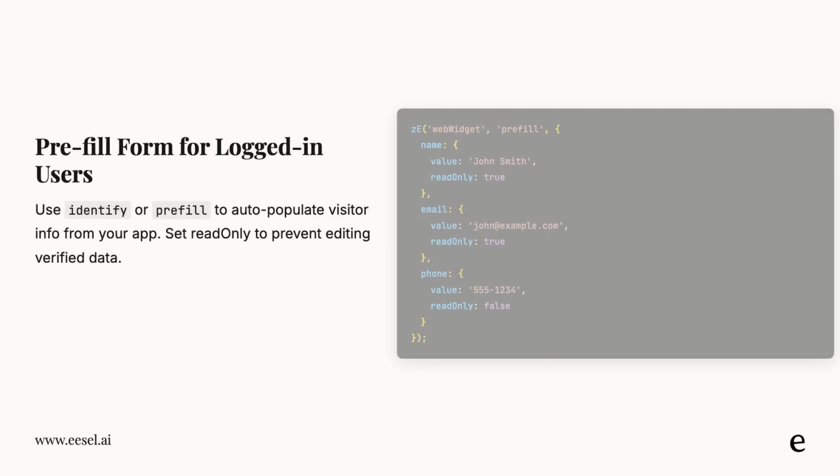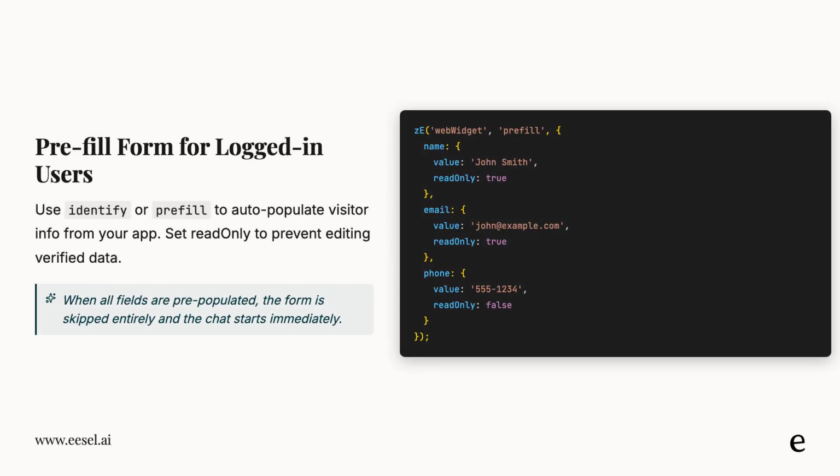For logged-in users, you can skip the form entirely by pre-filling their information. Use the prefill command to set name, email, and phone, and mark fields as read only so verified data cannot be edited. When every field is pre-populated, Zendesk skips the form completely and drops the visitor straight into the chat.